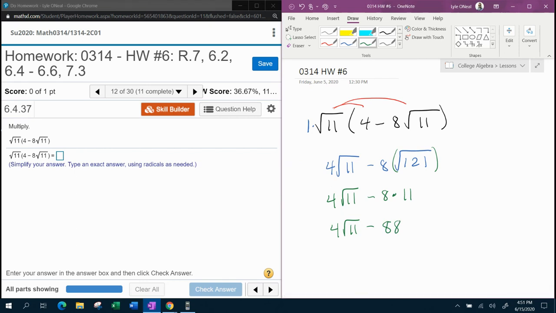Now let's read the instructions to see if we need to factor. Simplify your answer. Type an exact answer using radicals as needed. I think this is correct.